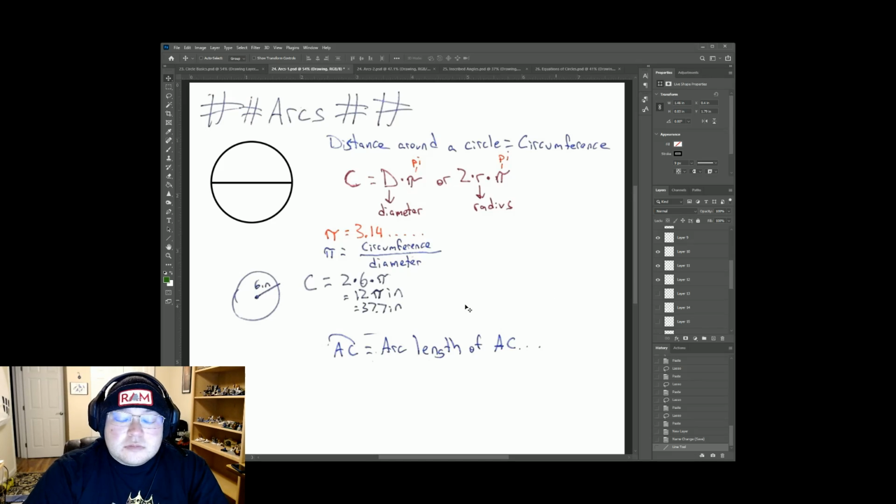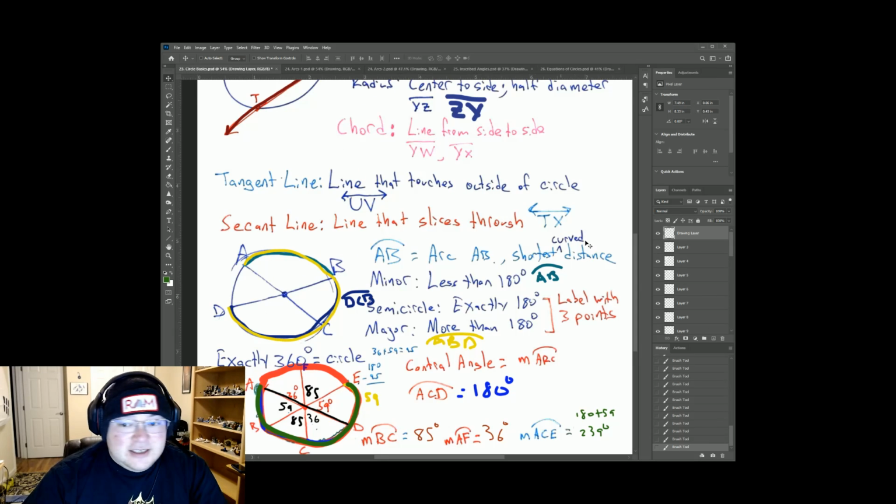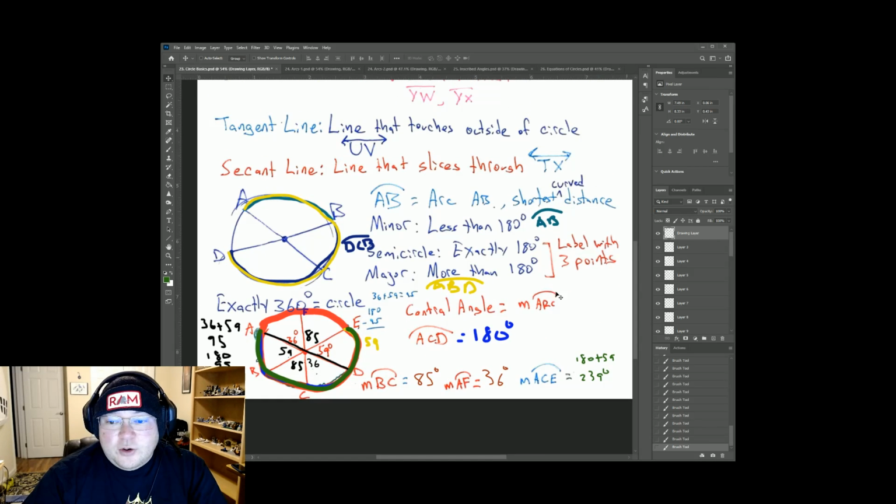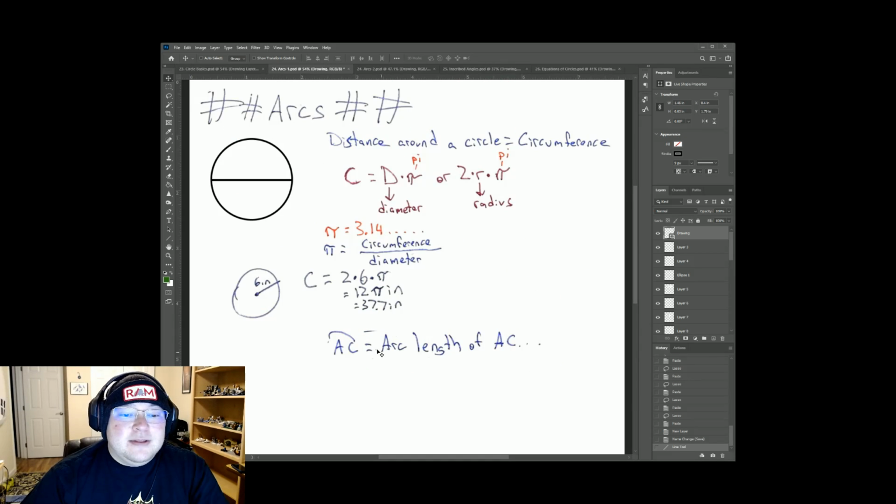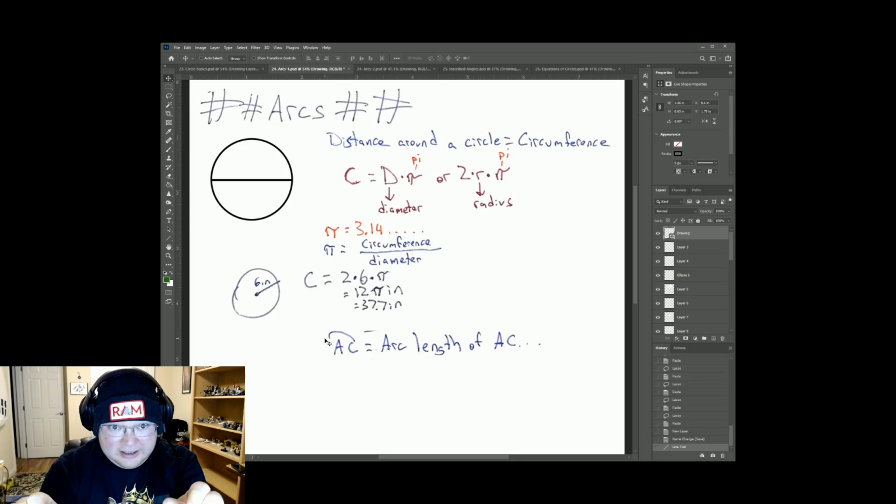So if I wrote AC, that means arc length of AC, which is different than what we were doing before when I had the M arc. The measure of the arc means degrees. You're looking for how many degrees something is. That's why it says measure. If there's no M there, I'm literally looking for how long, if I were to put a string around that arc, how long the arc is.